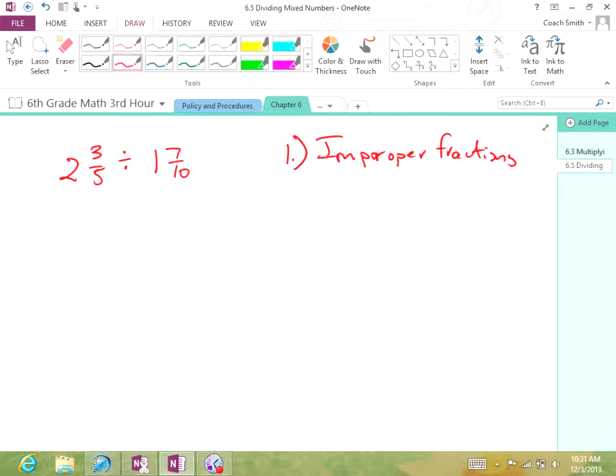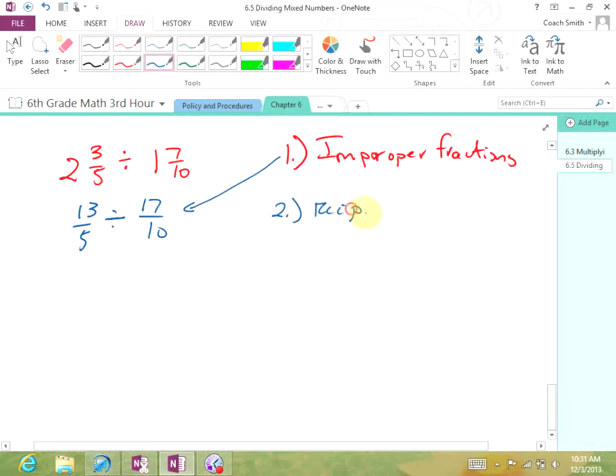All right, let's look at it. Well, keep working, but I'm going to get to the point where hopefully you're at. First thing is improper fractions. So that would be 13 over 5 and 17 over 10. Okay, that's your first step. Step 2 is the reciprocal. So step 2 is 13 over 5 divided by 10 over 17.